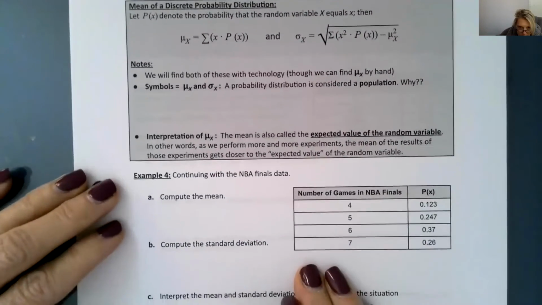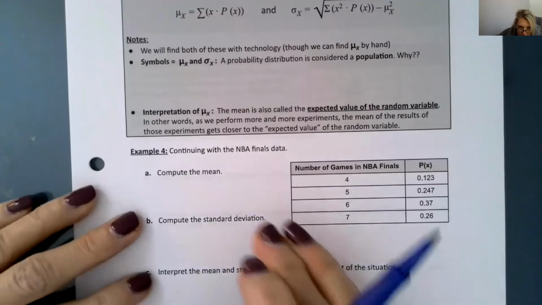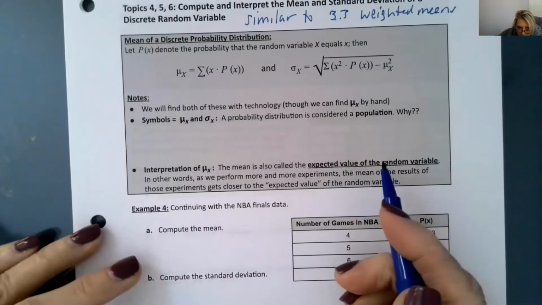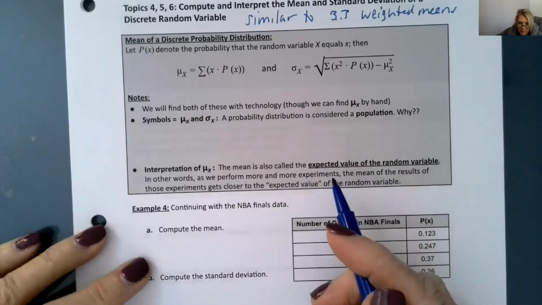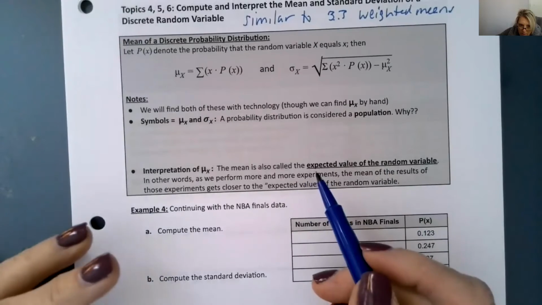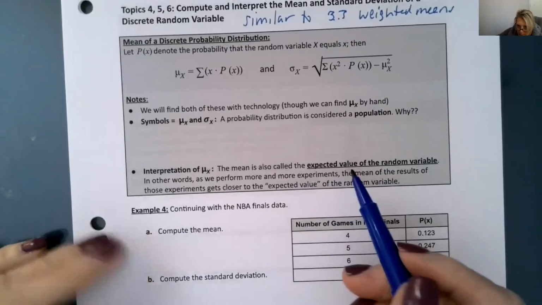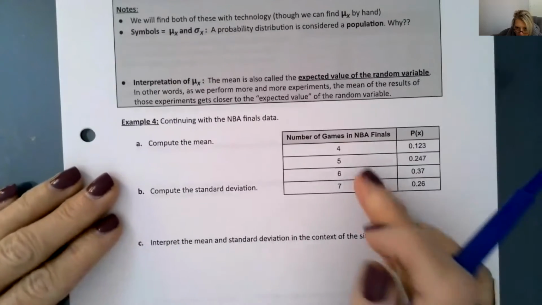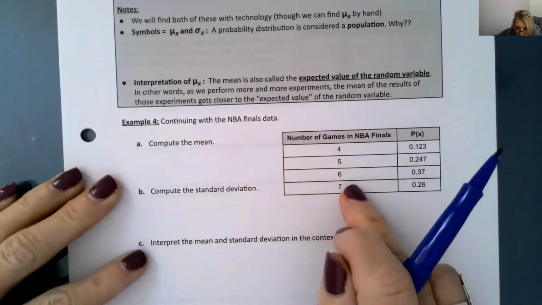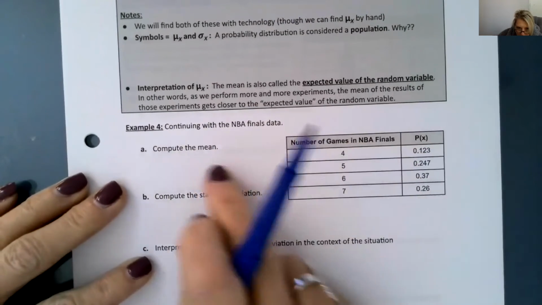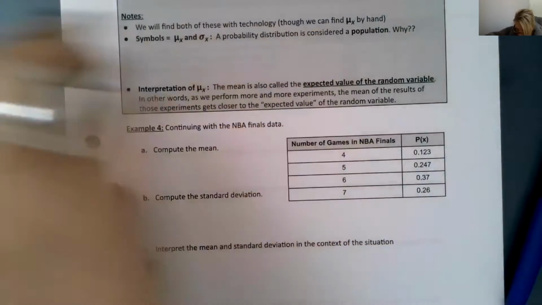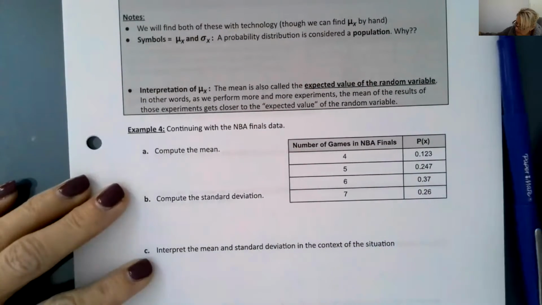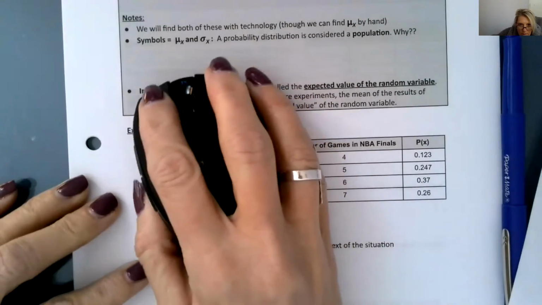We're going to use StatCrunch. We call this the expected value of the outcome. In other words, with a certain number in our sample, we would expect a certain outcome. So let's go back to the NBA data, where these are the number of games possible to win a series, and these are the probabilities, and we want to compute the mean and the standard deviation. So let's go to StatCrunch for a moment.